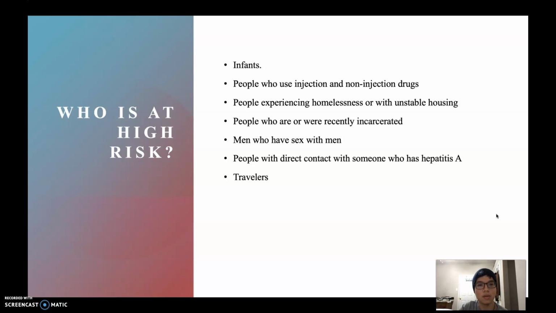And who is at high risk? Of course, infants. They have no idea which is clean and what is not clean to touch and eat. So they're really at high risk and contagious. Also, people who use injection and non-injection drugs, people who experience homelessness or unstable housing, men who have sex with men, and travelers from a country with high risk of hepatitis A.